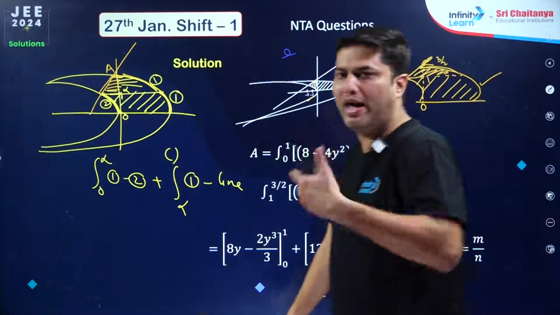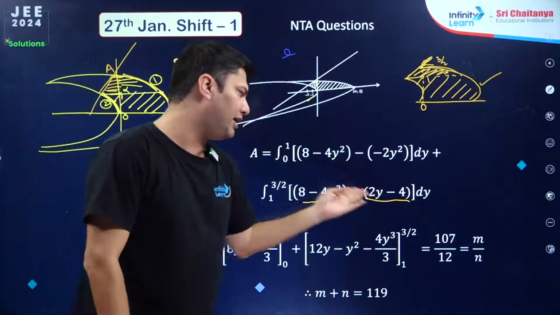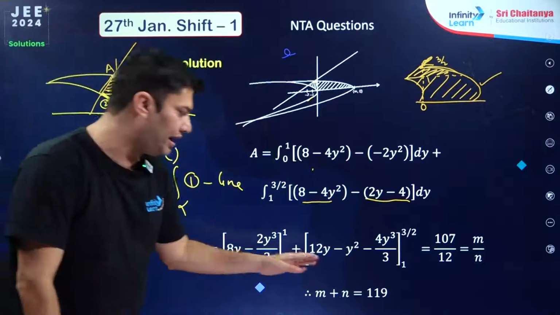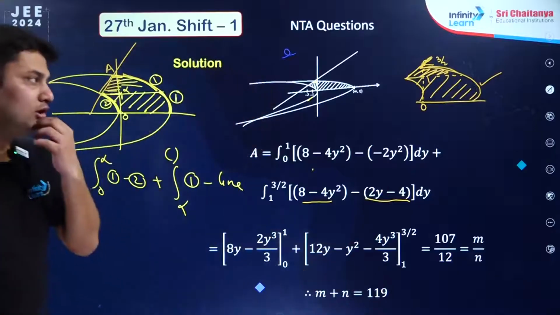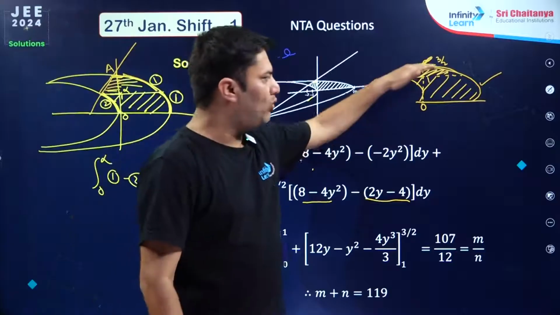So do it according to y-axis, I think it will be very easy to solve. And this is a normal calculation, not very tough calculation. The answer is coming out to be 107 by 12 and m plus n is coming out to be 119. So 119 is the right answer. Okay, so do it according to y-axis.